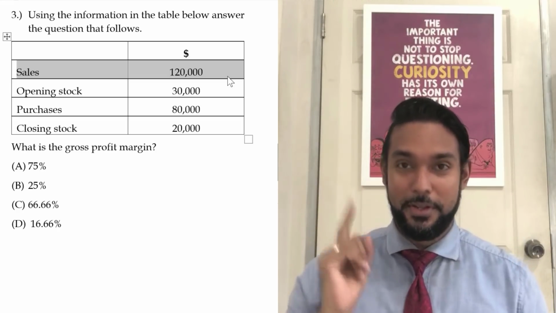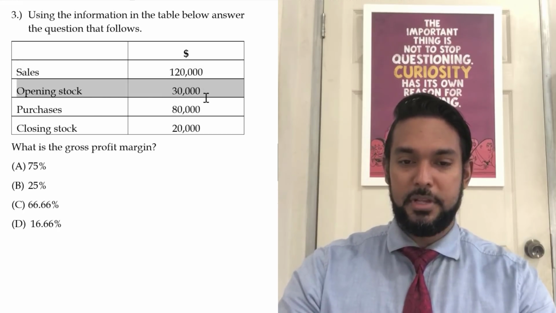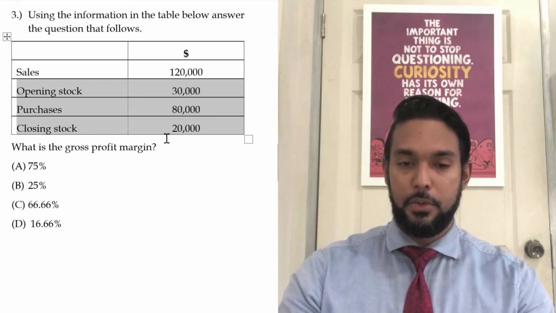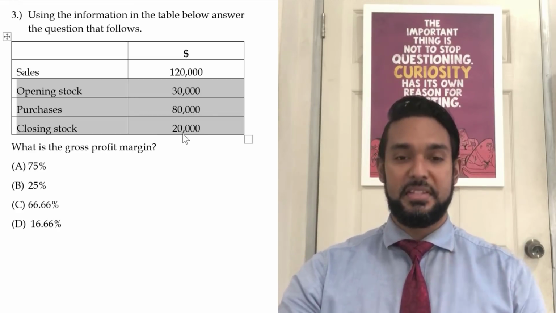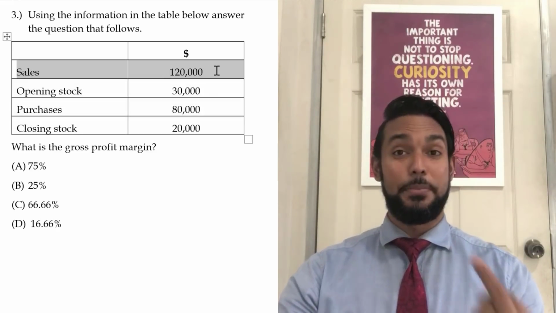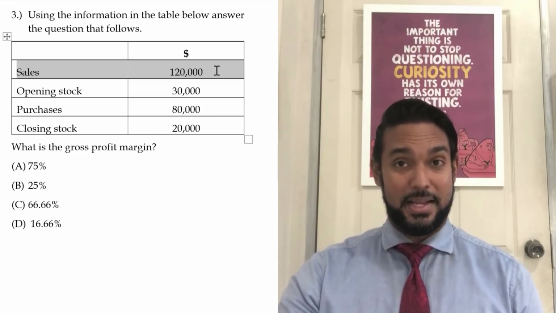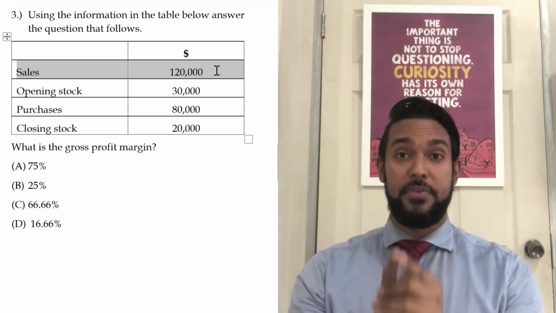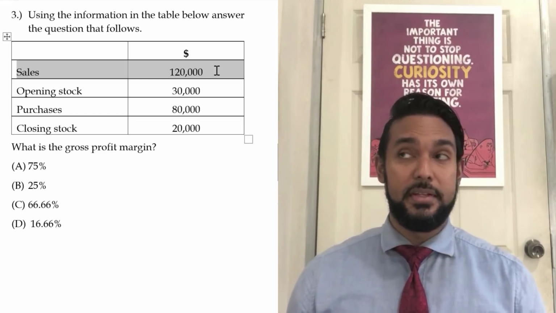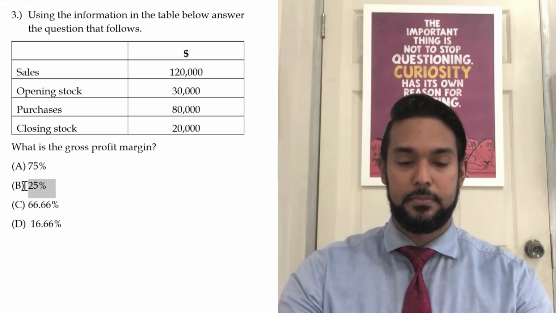So anyhow, we have opening stock plus purchases. 30 and 80 is 110. And we have to minus from that the closing stock. 110 minus 20 is 90. Now that's cost of goods sold, and we're going to take cost of goods sold and subtract it from sales to find gross profit. 120 minus 90 is 30. So your gross profit is 30,000. We're going to take 30,000 and put that over 120. 30 over 120 is a quarter, and a quarter is 25%.